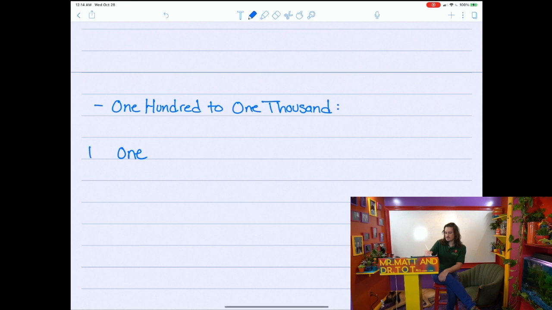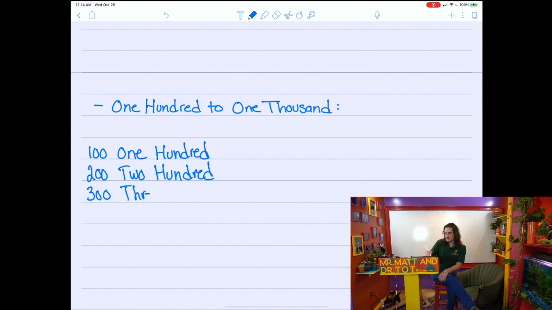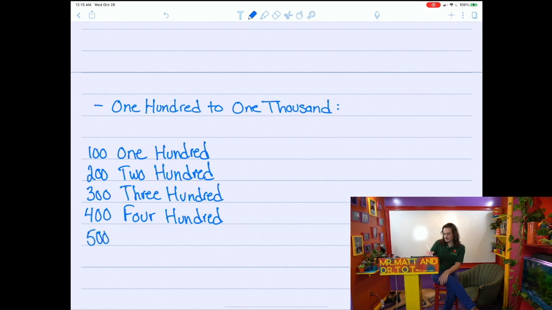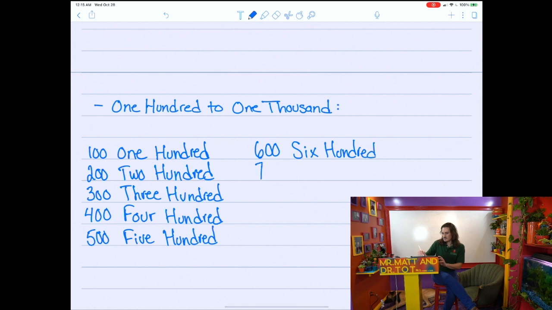So 100 is just spelled out. 200, 300. Notice how it's just taking the first digit, the ones digit name, and adding the word hundred to it. When you add the word hundred, it means two zeros are following. 400, 500, 600, 700.